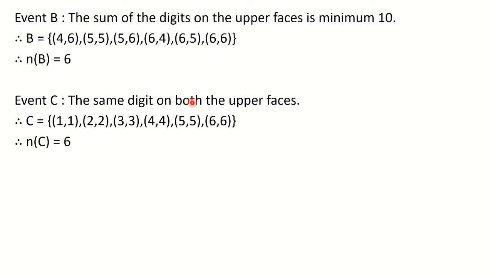And the last event is event C: the same digit on both the upper faces. The digit should be the same. So it is very easy to write down. Write down all the diagonal elements there: 1, 1, 2, 2, 3, 3, 4, 4, 5, 5 and 6, 6, because we want the same digit on both the faces. And again n of C is 6. So in this way we have written all the 3 events. Please complete it.